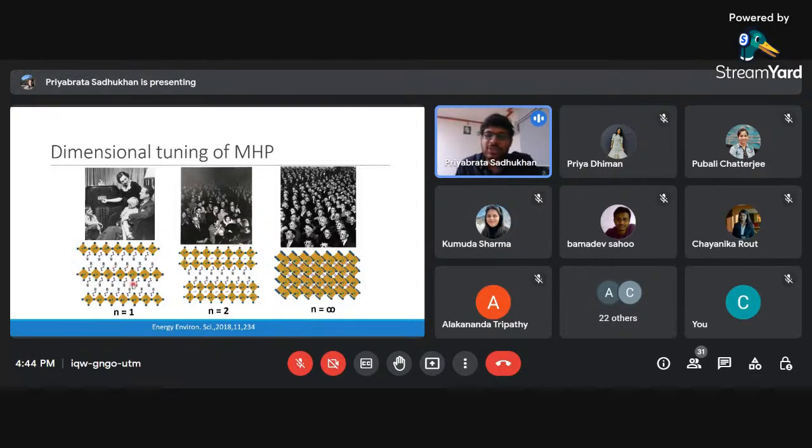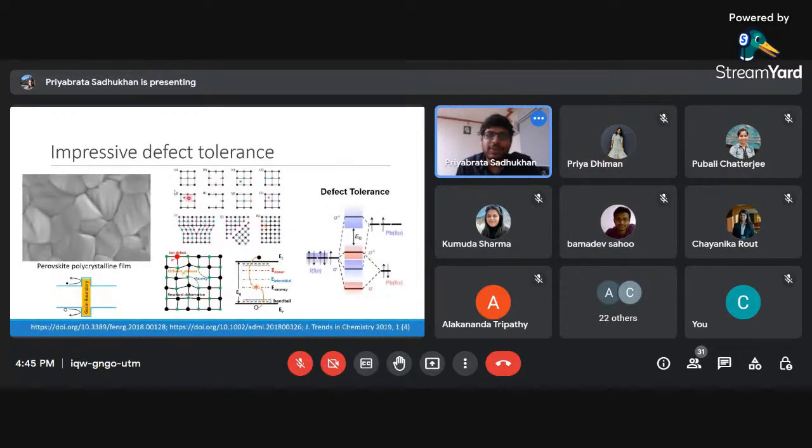And by tuning their dimensionality, we can also tune their optical properties. And as we go towards the lower dimensional perovskite, their stability generally increases. So we are now using both lower dimensional along with the high dimensional materials together to get both very good performance as well as very good stability. Now, another thing is the defect tolerance.